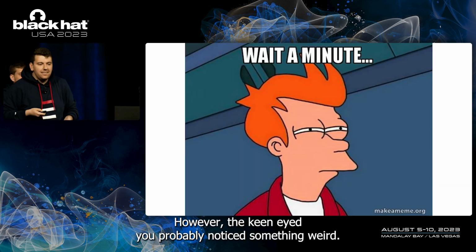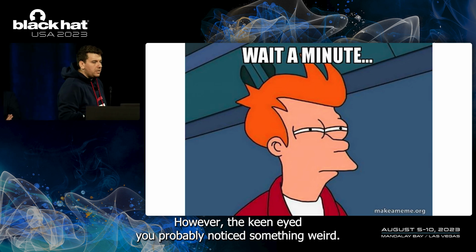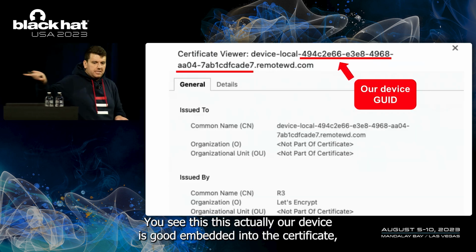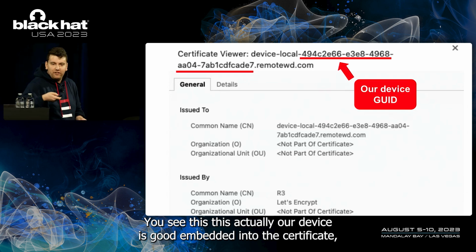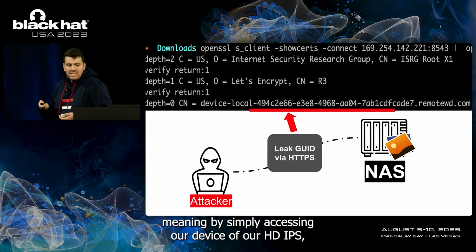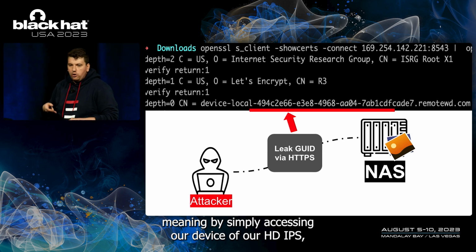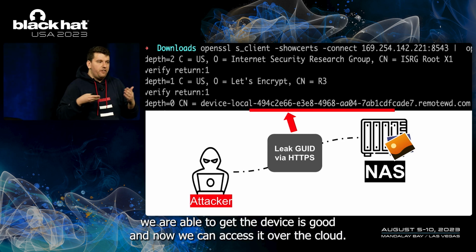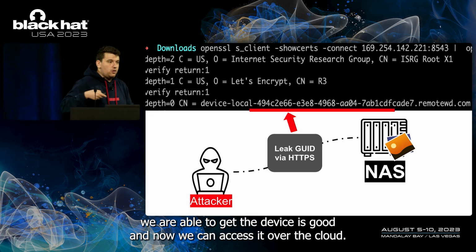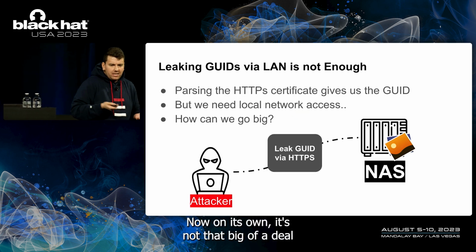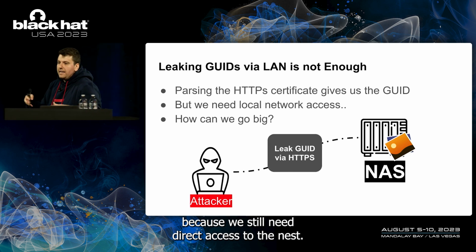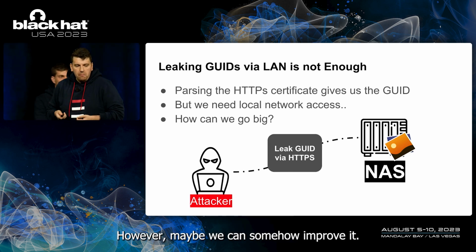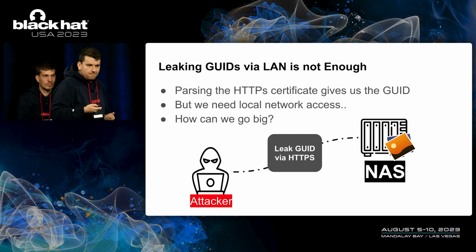However, the keen-eyed among you probably noticed something weird. You see this? This is actually our device's GUID embedded into the certificate. Meaning, by simply accessing our device over HTTPS, we are able to get the device's GUID. And now we can access it over the cloud. Now, on its own, it's not that big of a deal because we still need direct access to the NAS HTTPS server. However, maybe we can somehow improve it.